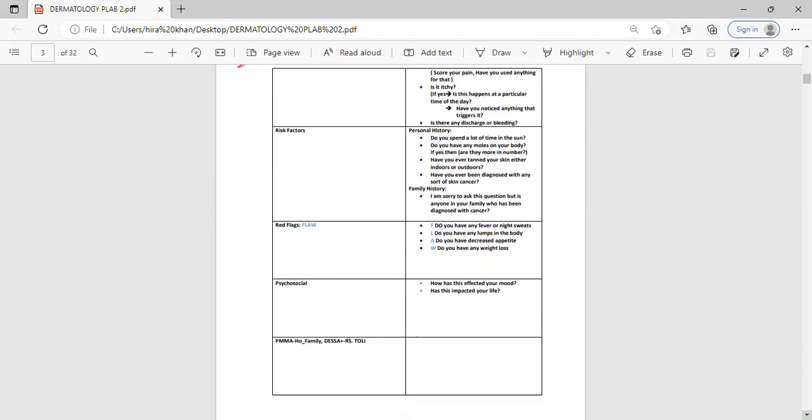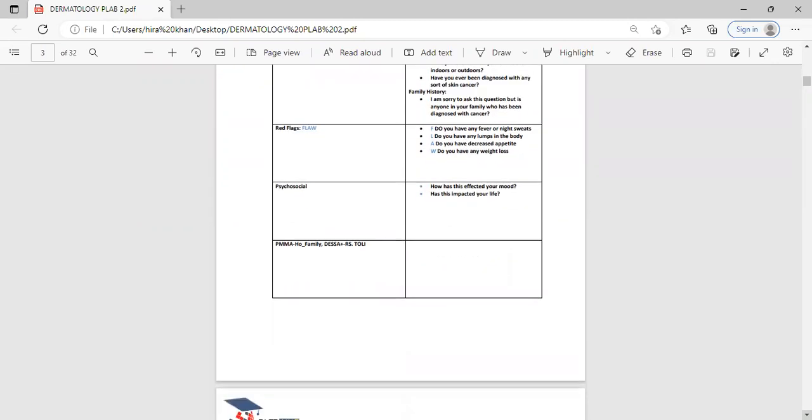Okay. So the next is psychosocial. Now, in the derma, the psychosocial point is very important, because whenever the person is having any kind of problem with the skin, there might be some impact on his mood. This point is actually very important, and it will come under IPS as well. So you have to ask about the mood, how this has affected your mood, has this impacted your life somehow. So do ask these questions, people.